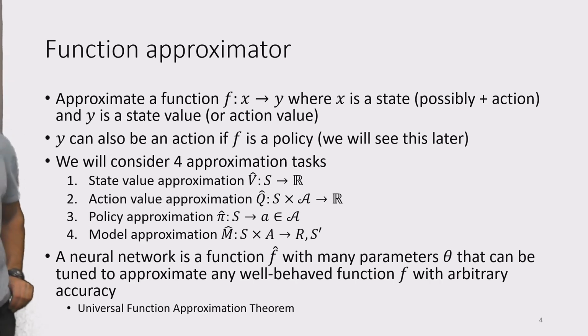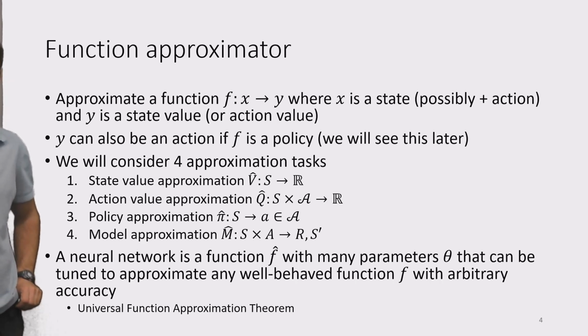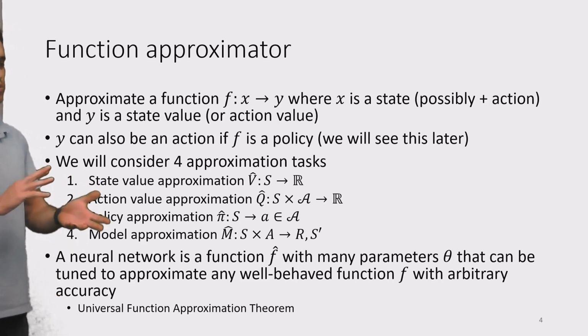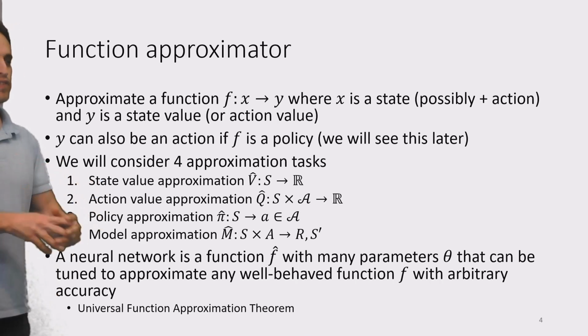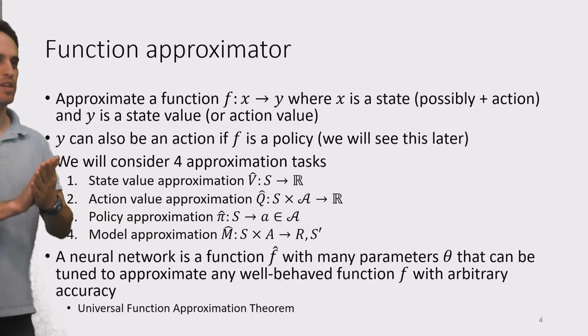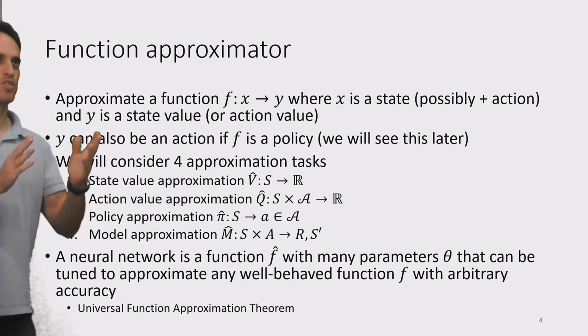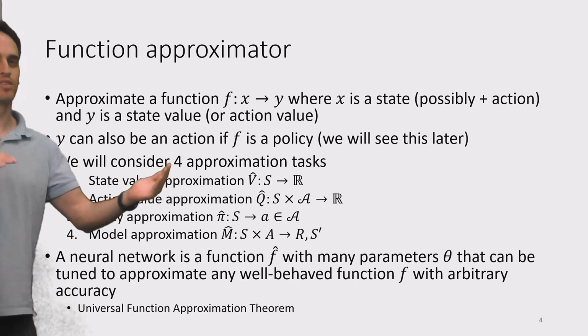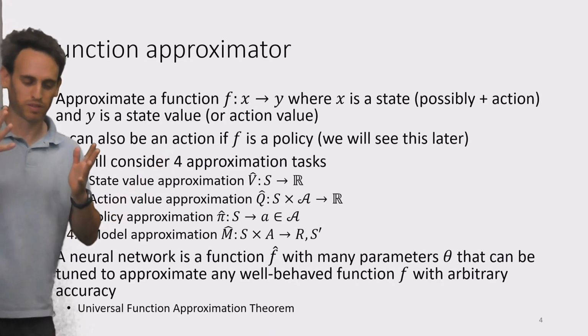So in general, a neural network is a function, f hat is a function approximator, with many tunable parameters, and we'll call them theta in the general case. These tunable parameters can be tuned to approximate any well-behaved function, f, the one that we are trying to fit, with arbitrary accuracy. This is true under some conditions, that you have a sufficient number of neurons per layer in a two-layer deep neural network, or a sufficient number of layers in a fixed depth, fixed width neural network.